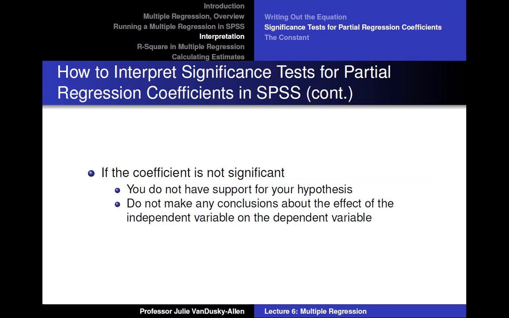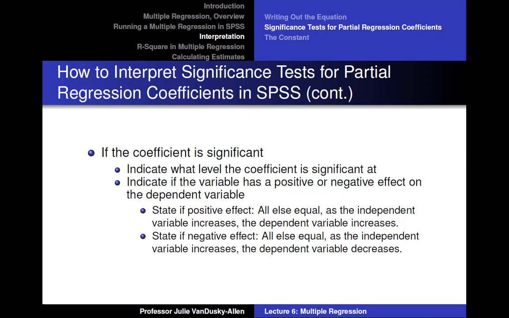So, if the coefficient is not significant, as in the sig value is greater than 0.10, then you do not have support for your hypothesis. You cannot make any conclusions about the effect of the independent variable on the dependent variable. If the coefficient is significant, indicate which level it is significant at. Indicate if the coefficient has a positive or negative effect on the dependent variable.